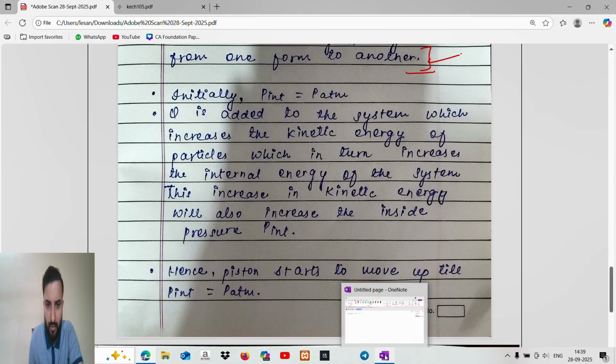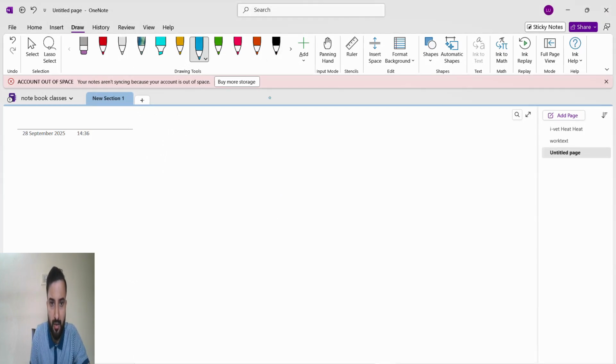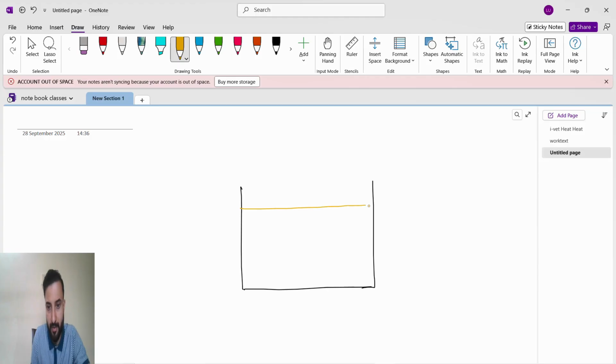Now see here what will happen. This is the system, I will take this system. Now understand, this is a very important topic. Upon the system, I will apply the pressure with a piston.